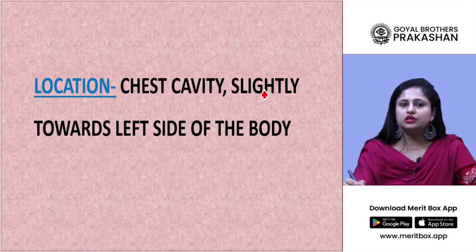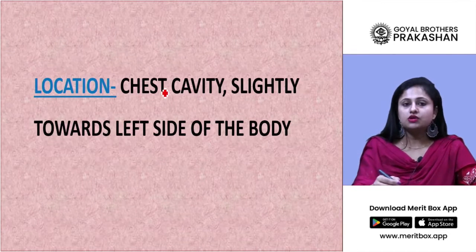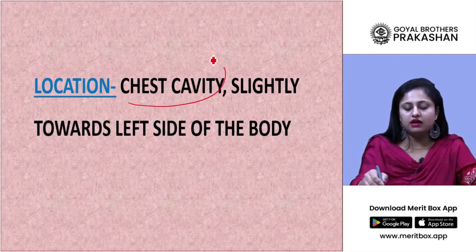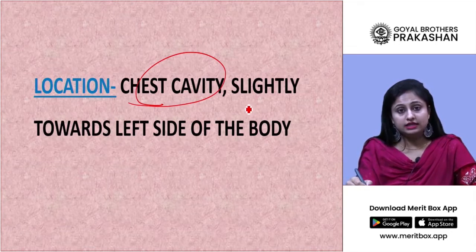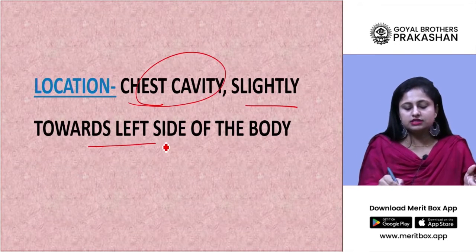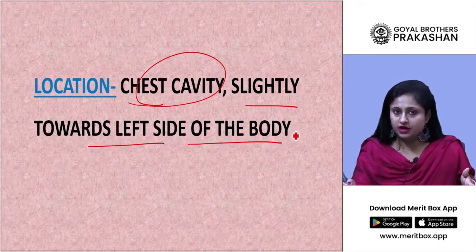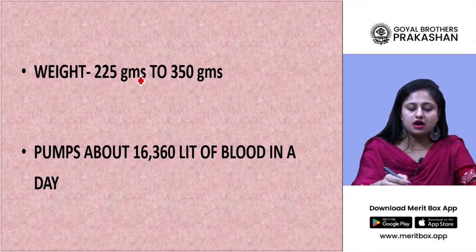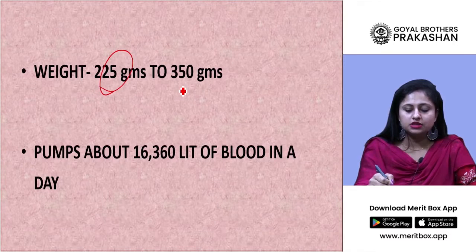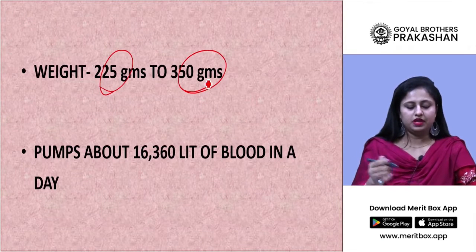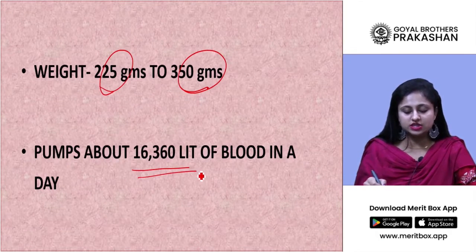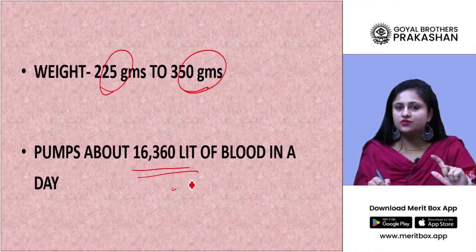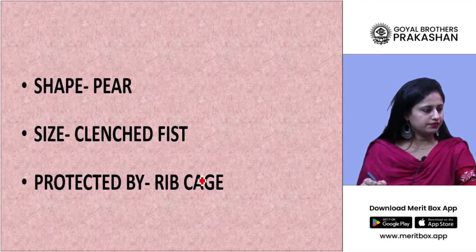First, come to the location of our heart. So our heart is located in our chest cavity, and it is slightly towards the left side of our body. Our heart weighs around 250 to 350 grams, and it pumps around 16 liters of blood in a day. This we have already discussed.